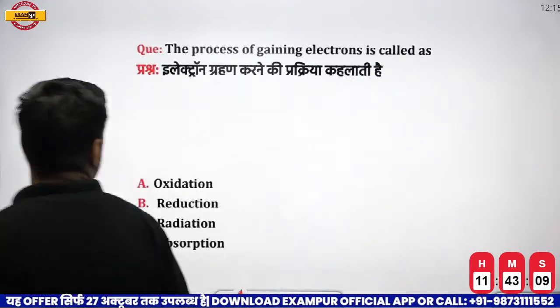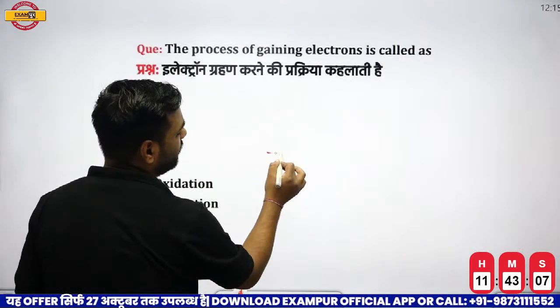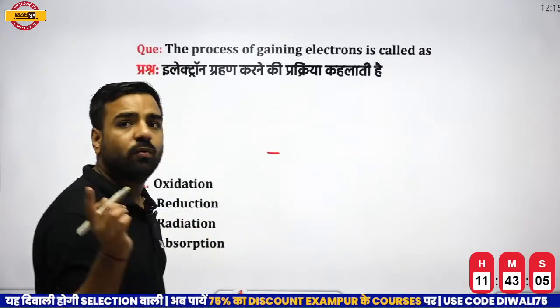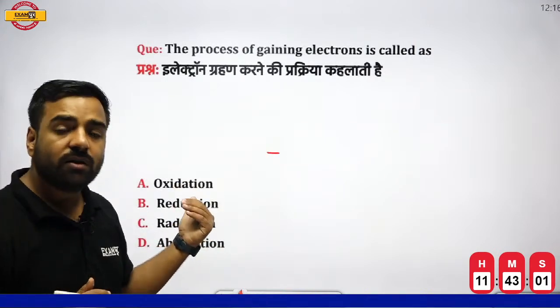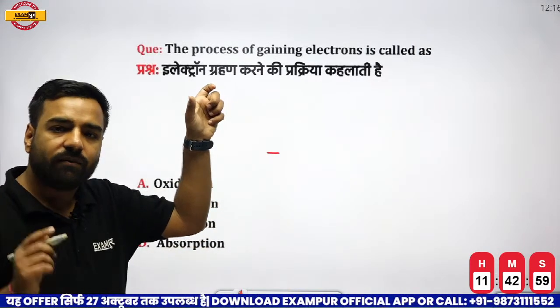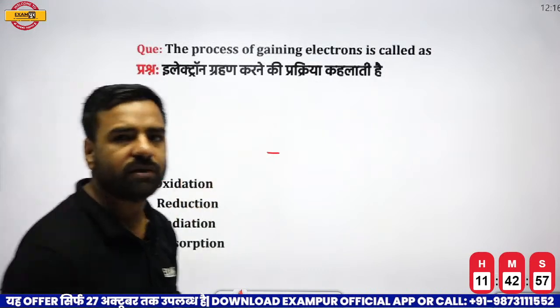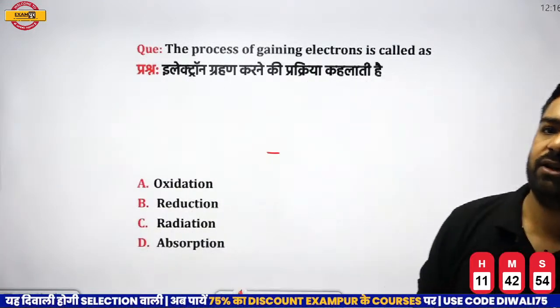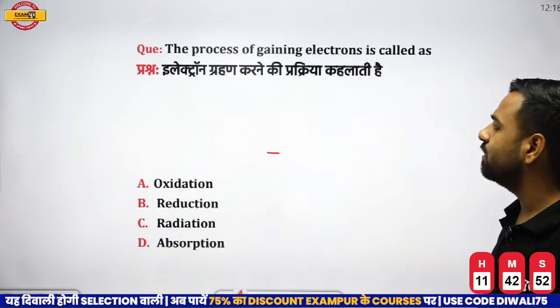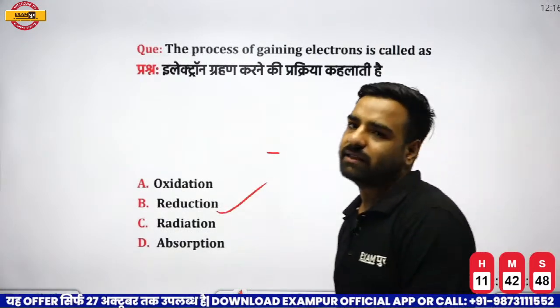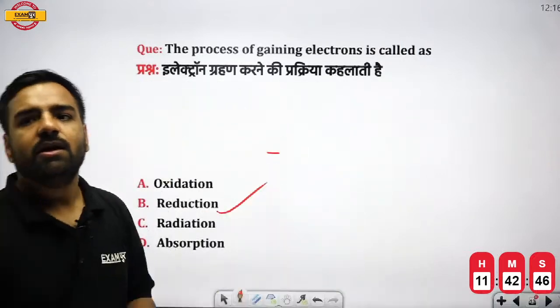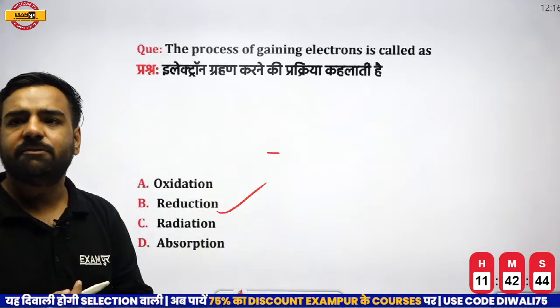Please remember, when we are talking about the gaining of electrons, we are talking about the negative charge, right? We knew this when we were talking about cations and anions. Whenever we are gaining electrons, we will have a negative charge. When we are donating the electron, we will have a positive charge. So when I'm talking about the gaining of electrons, please remember your answer would be reduction. Yeah, Vikramaditya has given the answer.